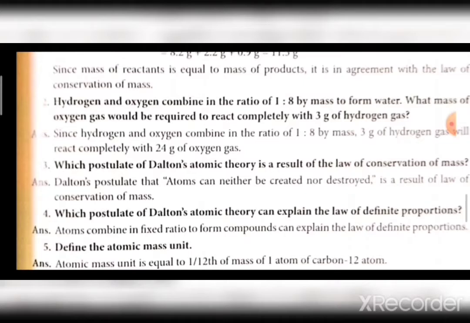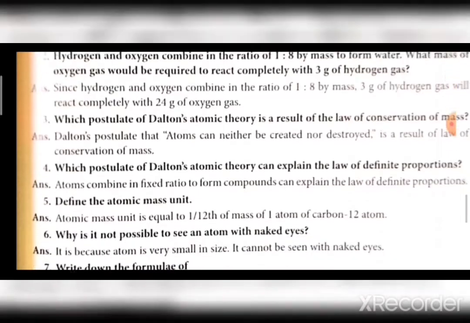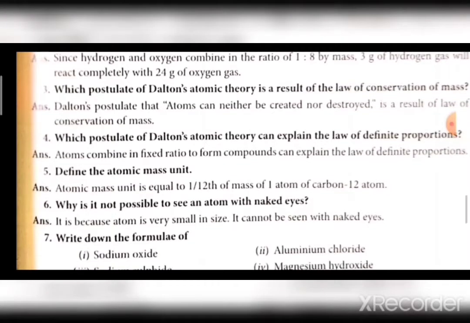So if the ratio by mass is 1:8 and if we are taking mass of hydrogen 3 gram, so we have to multiply 3 gram with 8 to get the mass of oxygen. So 3 multiply 8 will be 24 gram of oxygen, because the ratio should always be same, that is fixed 1:8. Next is, which postulate of Dalton's atomic theory is a result of law of conservation of mass?